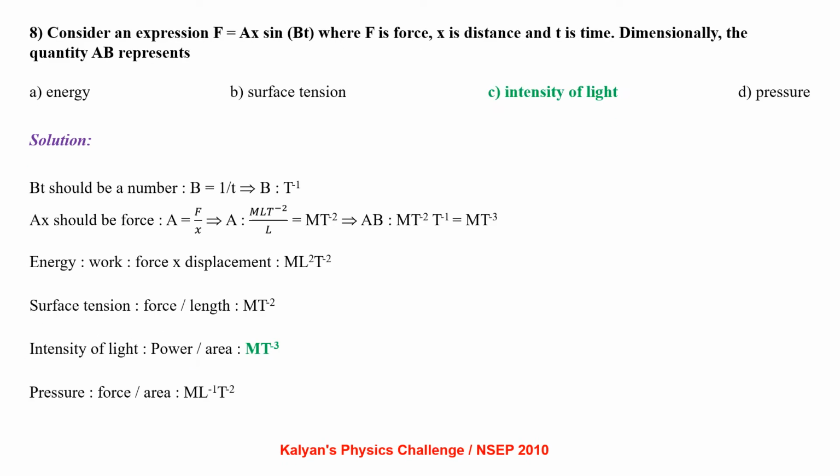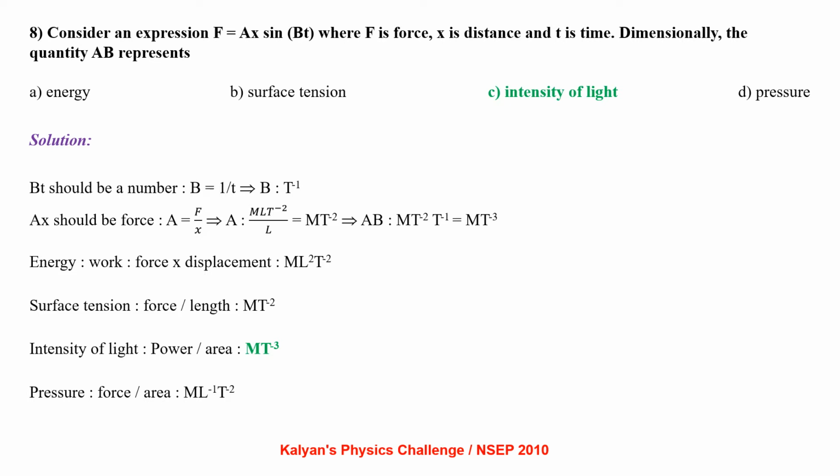Consider an expression F equal to A X sin BT, where F is force, X is distance, T is time. Dimensionally, the quantity AB represents. BT should be a number, so B equal to 1 by T, that is B is T power minus 1, its dimensional formula. AX should be force, so A equal to F by X, so the dimensional formula of A comes out to be MT power minus 2. Multiplying A and B, we get it as MT power minus 3.